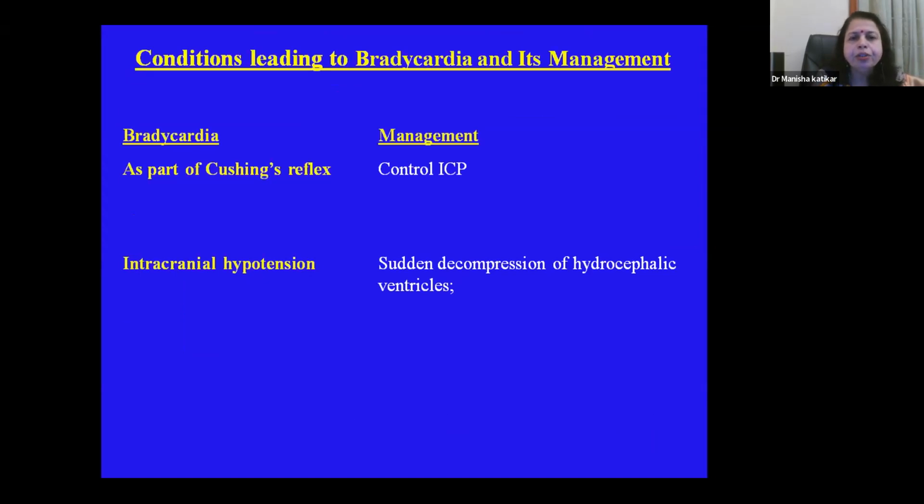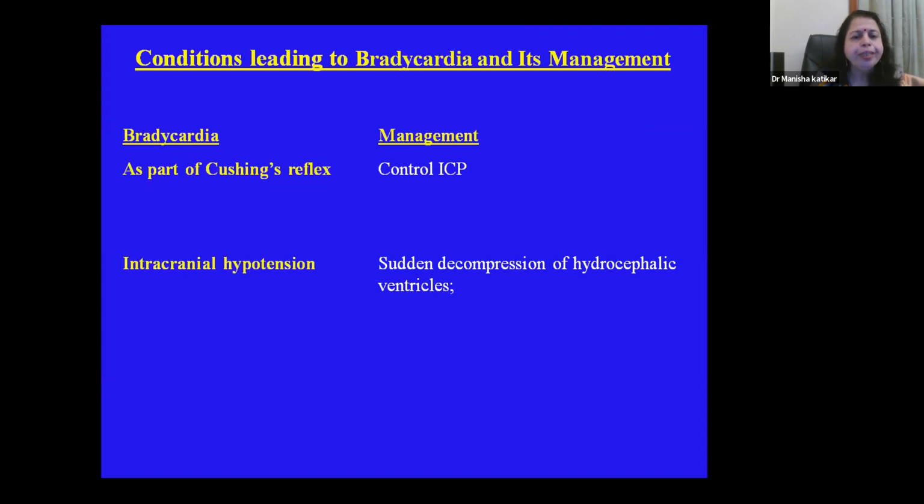It can occur as a part of Cushing's reflex. You need to control the ICP as a part of intracranial hypertension. This is especially important in a patient who undergoes a VP shunt surgery for hydrocephalus. Whenever the surgeon puts the ventricular needle in the ventricle, there is sudden decompression. If there is very high pressure inside the ventricles, then as soon as the surgeon puts the ventricular needle, there is sudden decompression of hydrocephalic ventricles. This can cause intracranial hypotension and bradycardia.